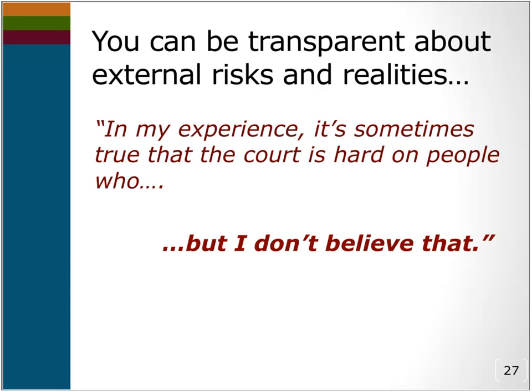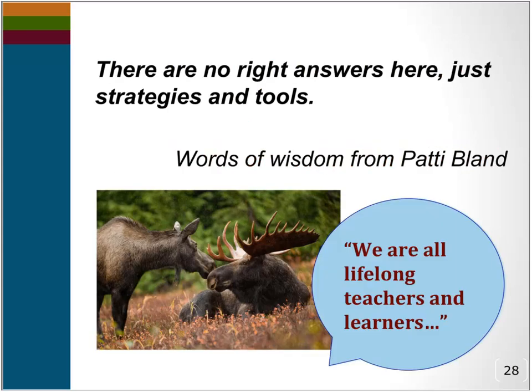You can be transparent about external risks and realities. In my experience, it's sometimes true that court is hard on people who, for example, were using substances at the time that they were assaulted. A lot of times courts believe that if you're doing that, it's your fault. But I just want you to know that I don't believe that. So this is another way to be transparent. This is also about identifying where your allyship lies.